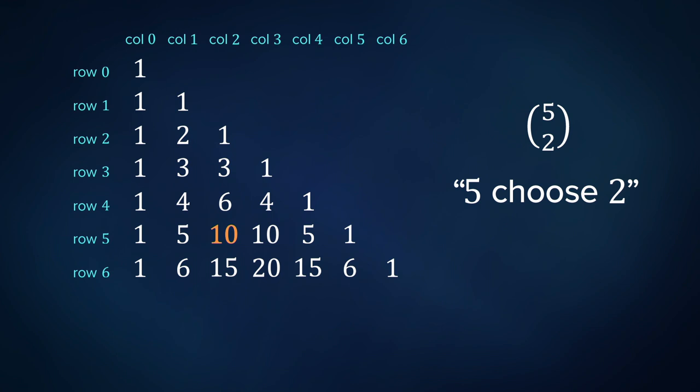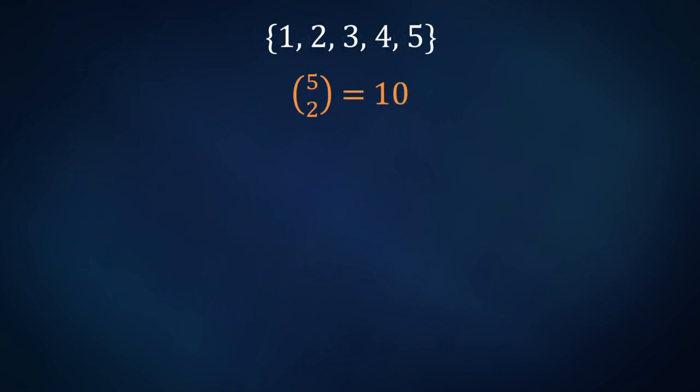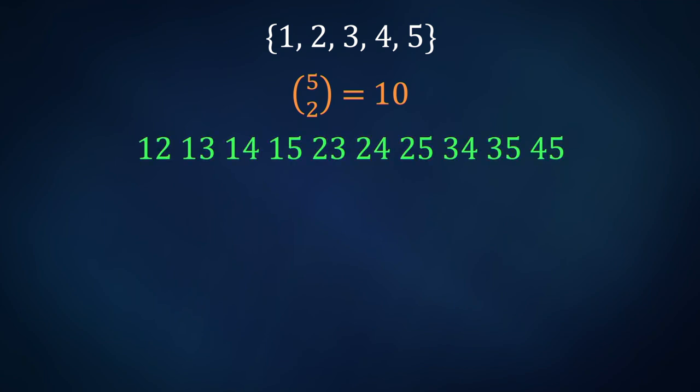Why is that? Well, we're counting the number of ways to pick 2 objects from a set of 5 different objects where order does not matter. For example, all right, we'll illustrate 5 choose 2 here. From the set of numbers 1, 2, 3, 4, 5, there are 10 ways to choose 2 different numbers, right? 1,2; 1,3; 1,4; 1,5; 2,3; 2,4; 2,5; 3,4; 3,5; and 4,5.